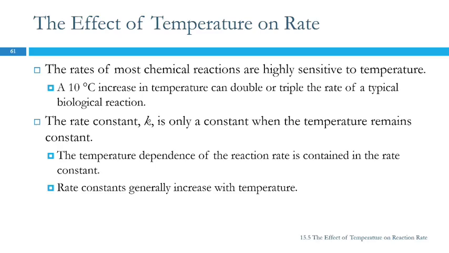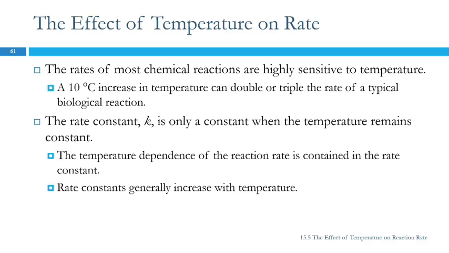So an example is a 10 degrees Celsius increase in temperature could double or triple the rate of a biological reaction. So that's a huge change, 10 degrees Celsius difference. So, the rate constant is a constant, right? Well, it's constant if the temperature is constant. If you change the temperature, the rate constant is going to be different. So I know that's a little disappointing because I like things that are constant, but you have to, whatever.